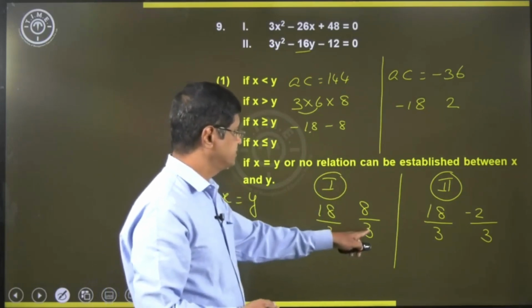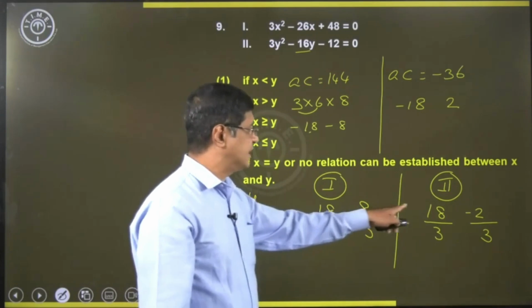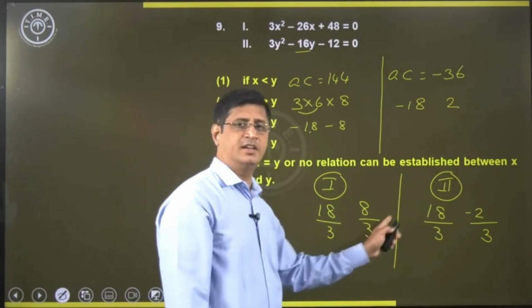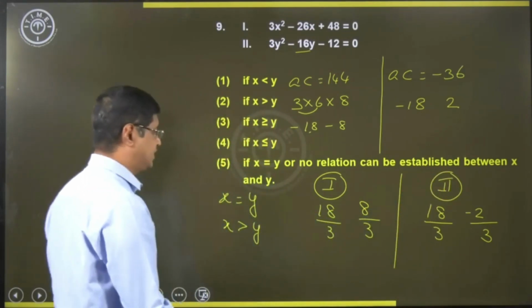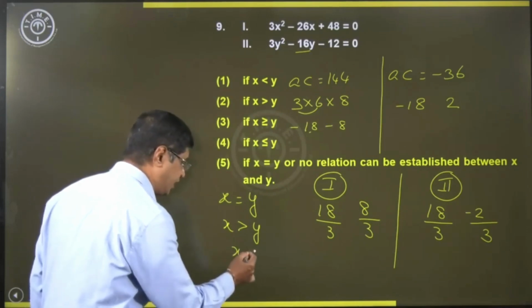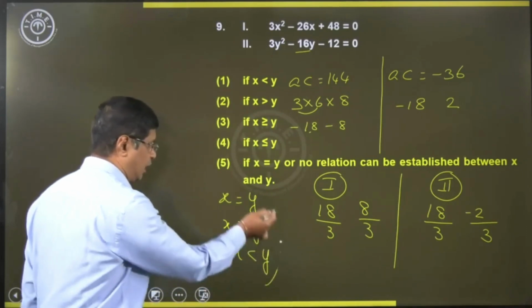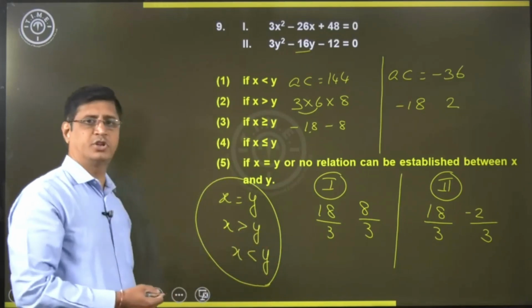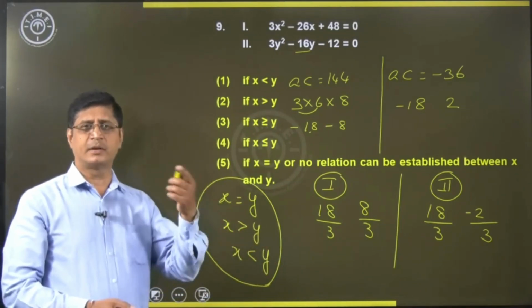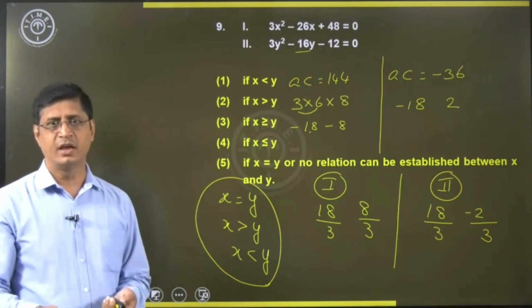Now let me check. Here 8 is less than 18. 8 is greater than minus 2. One time it is less, one time it is greater. Now observe the combination here. One time it is greater, one time it is less, other time it is equal.